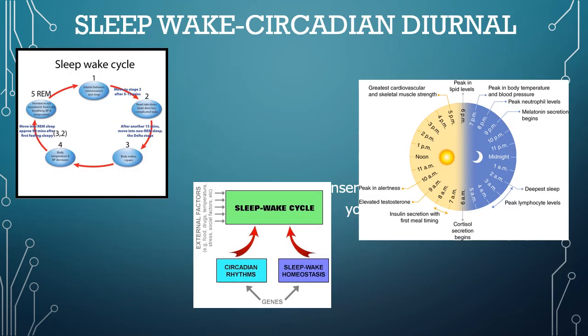The next is the sleep-wake cycle or the circadian rhythm or the diurnal rhythm. According to human psychology, if you perform any activity for 21 days, it becomes your habit. So suppose if you sleep every day at around 11 o'clock in the night for 21 days, you will automatically feel sleepy at 11 o'clock on the 22nd day also.